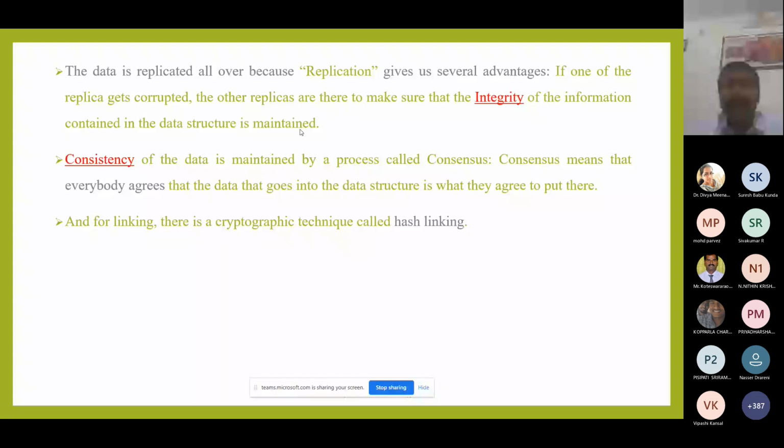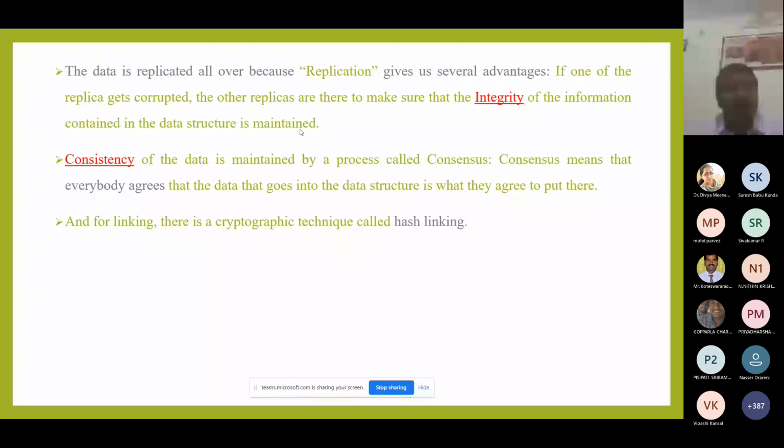Consistency is maintained with the help of consensus. As I said, consensus means that everyone agrees that the data that goes into the data structure is what they agree to put there. When everyone agrees, then only that particular data will be entered.